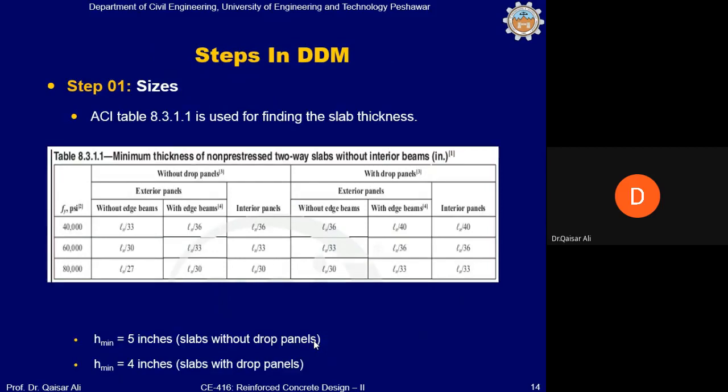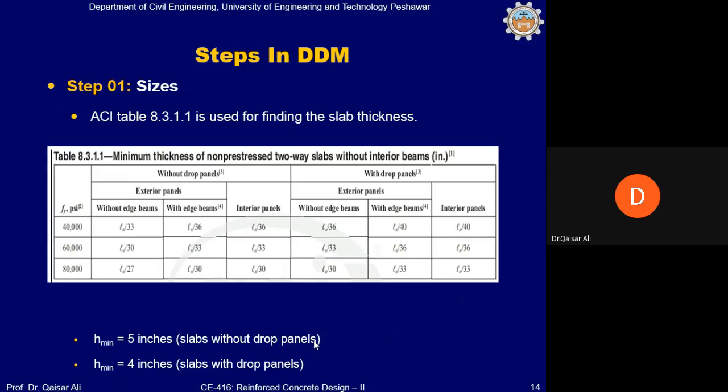Okay, the first step in the direct design method is to select sizes. Basically, this step is not directly related to the direct design method. This step is basically related to the design of flat slabs and flat plates. If flat slabs and flat plates are to be designed, then the thickness of the flat slab and flat plate shall initially be assumed using these tables.